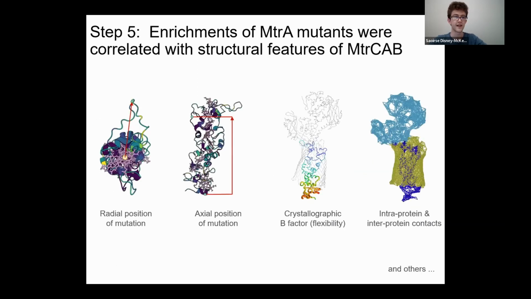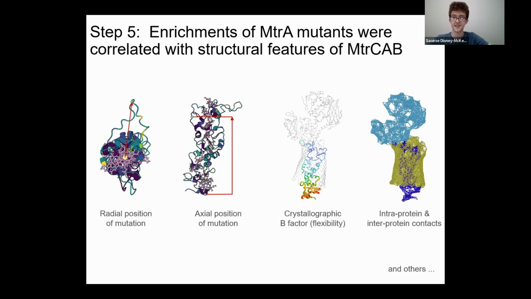across the protein as a whole and see if we could find any structural features of MtrA and the MtrCAB complex as a whole that correlated well with insertion tolerance. For a few, we looked at the radial position of the mutation relative to the central axis of iron atoms in the hemes, as well as the axial position along that long axis. So basically where the insertion site is relative to the periplasmic versus extracellular axis, as well as crystallographic B factor, which is commonly used as a proxy for flexibility, in addition to intraprotein and interprotein contacts, which incorporate both structural and functional aspects.